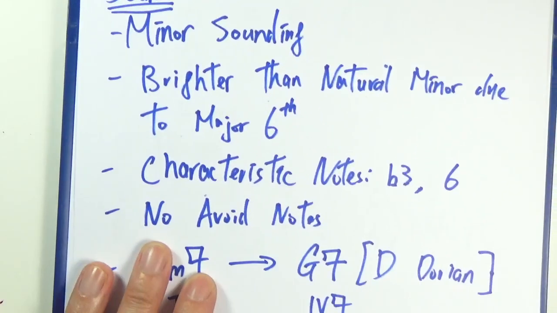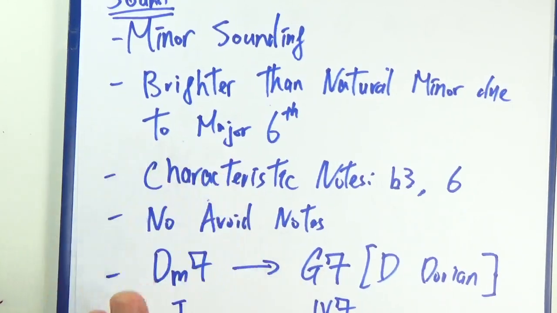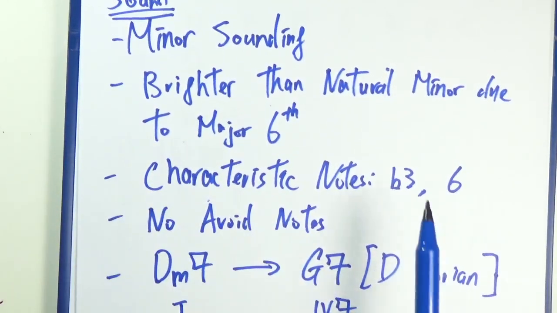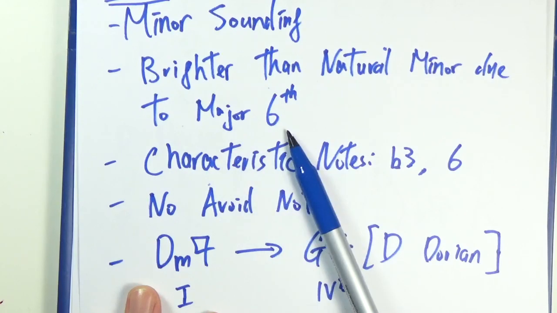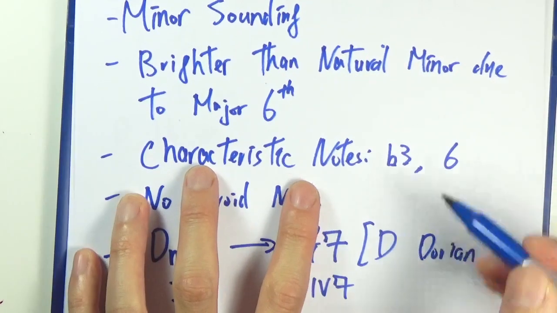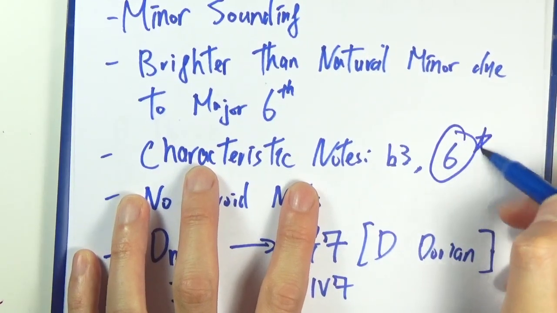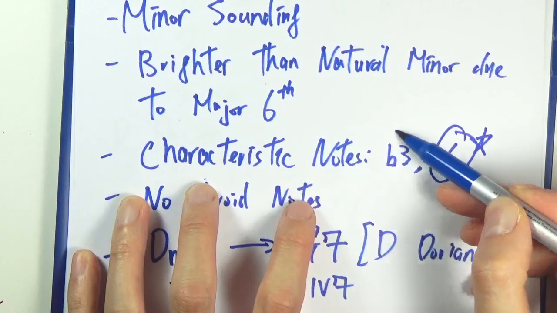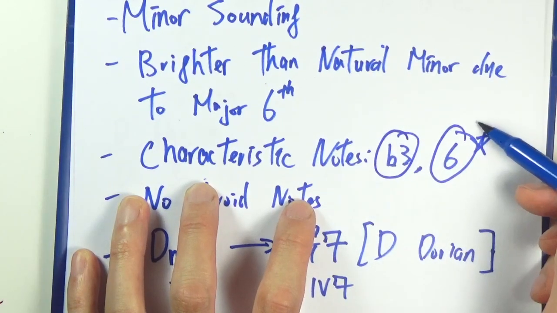Sound-wise, again, it's definitely minor sounding, but it's brighter than the natural minor scale due to the major 6. The flat 6 is darker because it has that half step distance from the perfect fifth. So major 6 would be a brighter sounding note than flat 6. And the characteristic notes are the major 6, again very important, and also the flat 3.